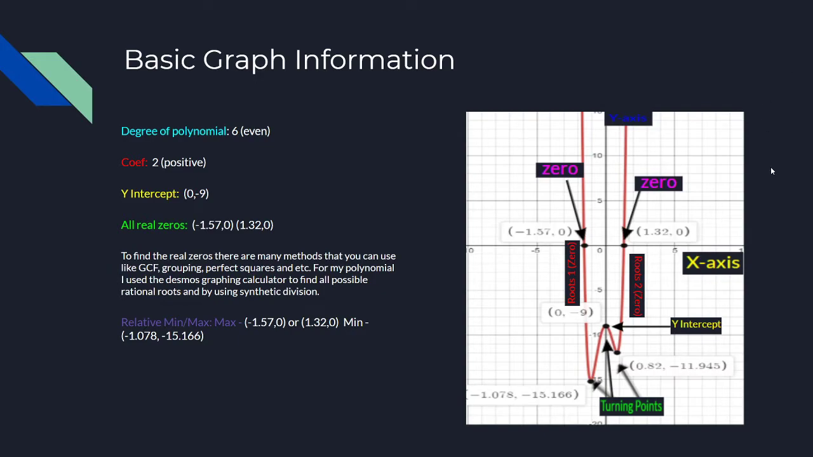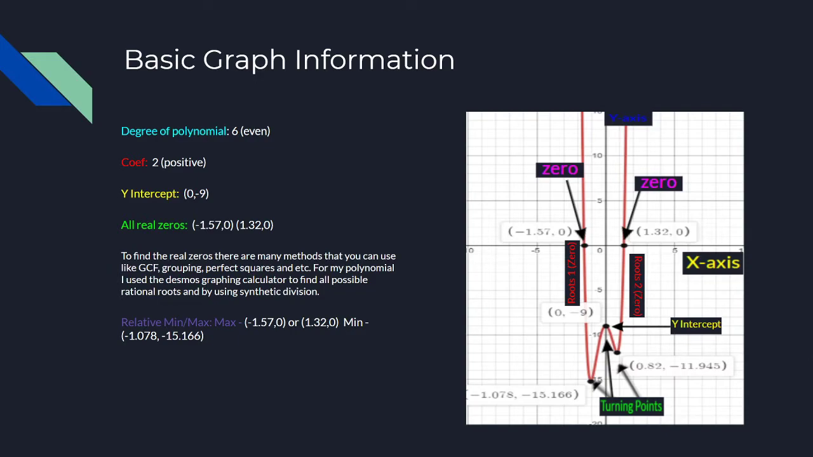And so I'm going to go over some stuff on my graph. I have my y-axis labeled and my x-axis. I have my two zeros, my roots, and my turning points. The way I found my turning points was that when you're looking at the table values, you can see how the y values increase and decrease.